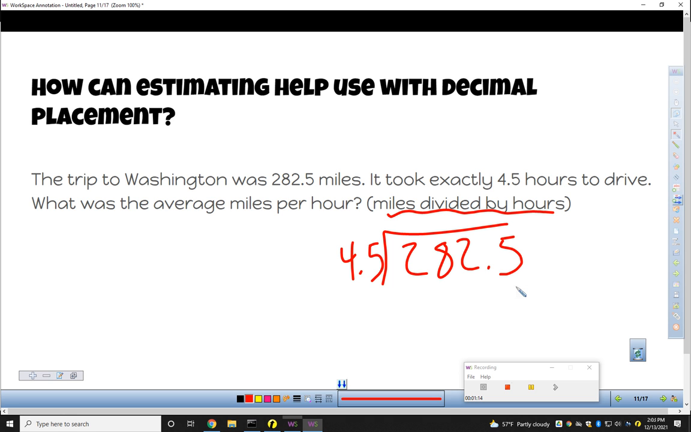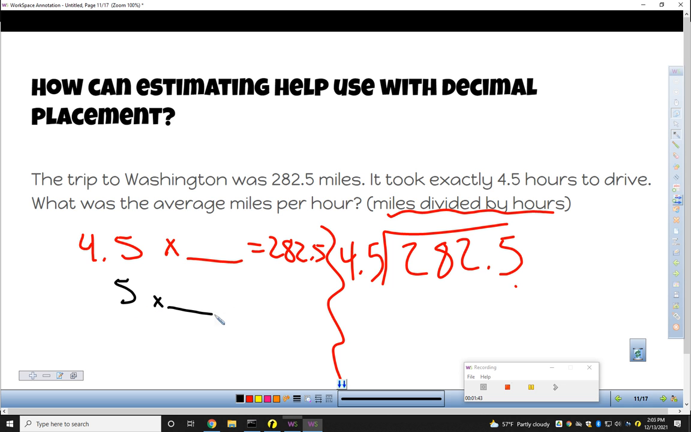Our first strategy here is we are going to use multiplication to help us get in the ballpark. We know that these two problems are very closely linked. Multiplication is very closely linked to division. So if I use estimating, 5 times some number is close to 280.